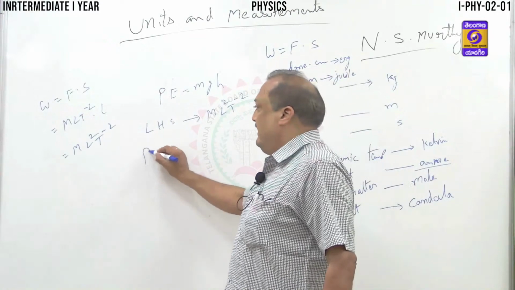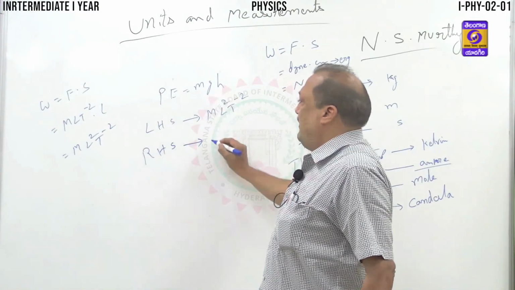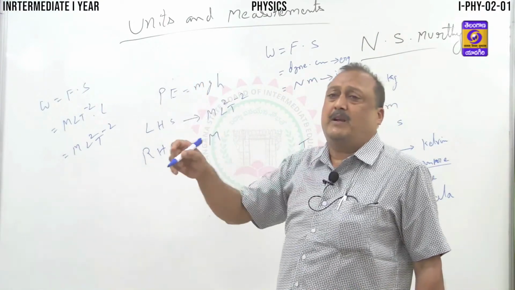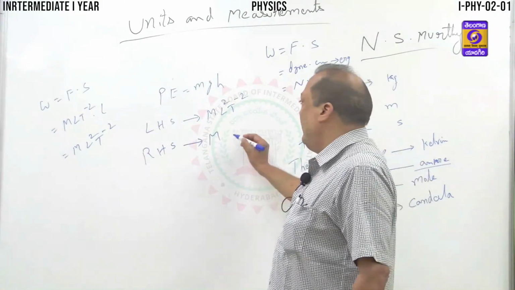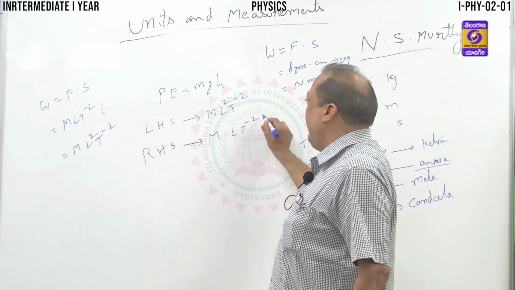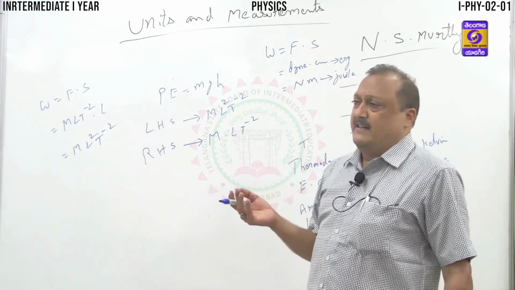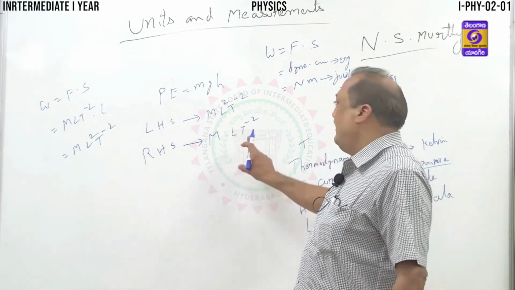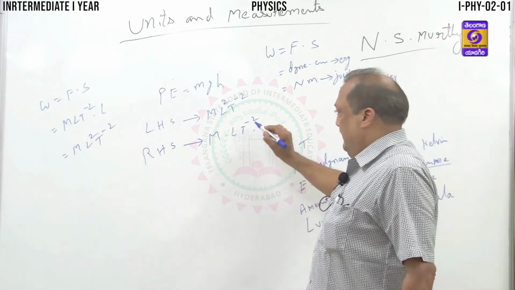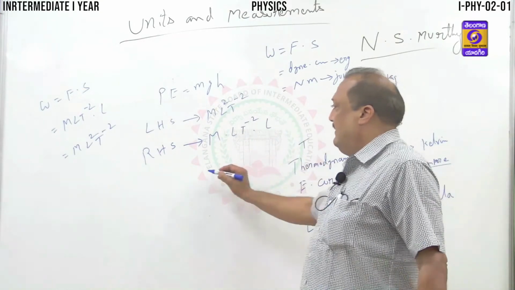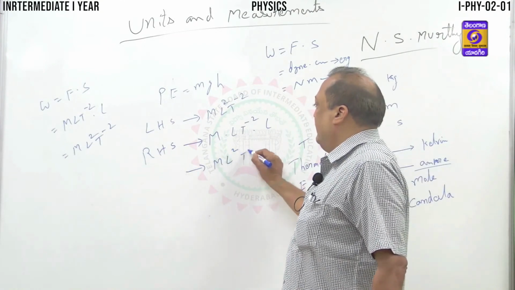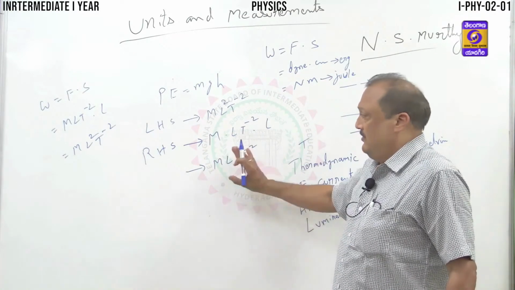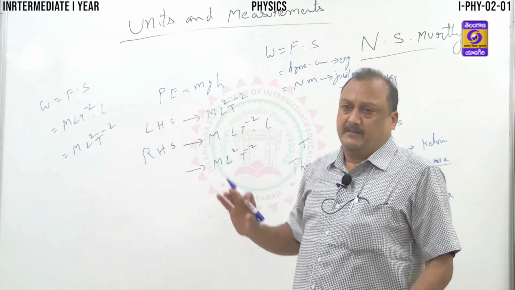We can check. On the right hand side, the dimensional formula for mass is M. The dimensional formula for g, the acceleration due to gravity, is the same as that of acceleration, that is L T minus 2. Because acceleration is velocity by time, and velocity is displacement by time, so acceleration is displacement by time square, and we get L T minus 2. Into height, whose dimensional formula is L, that equals M L square T minus 2. So the left hand side dimensional formula is equal to the right hand side dimensional formula, so the given equation is dimensionally correct.